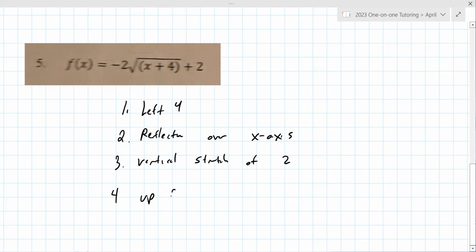Okay, good. What is the parent function? I probably should have asked you that in the previous one. What's the parent function here? The square root, which is f(x) equals square root x. Good. All right, so the parent function here, we'll graph first.